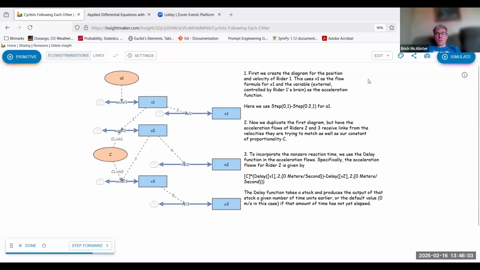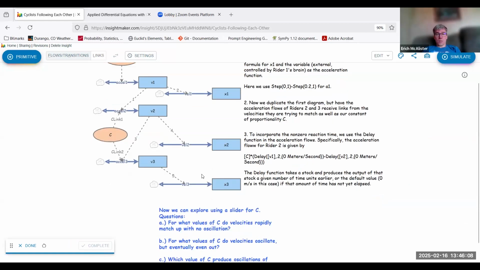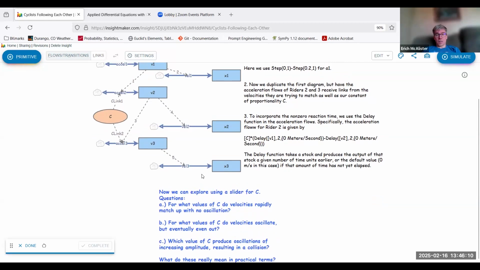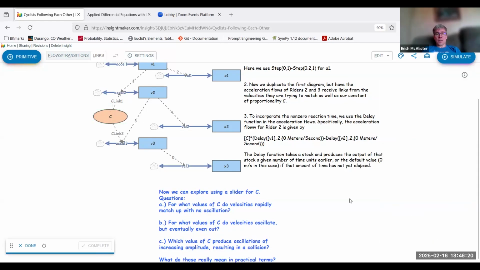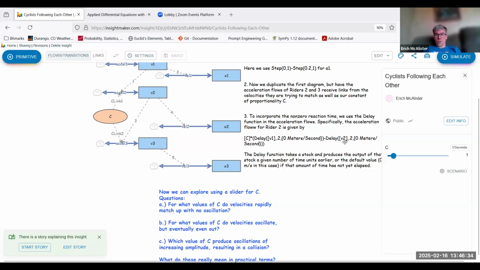So then we can actually start running the model, running the simulation, and ask a few of these questions. So we can build a slider for C. C has a slider on it. Right now it's 1, and then we can just see how the system behaves as we change C. I'm going to stop the story, open up the slider, and say simulate.